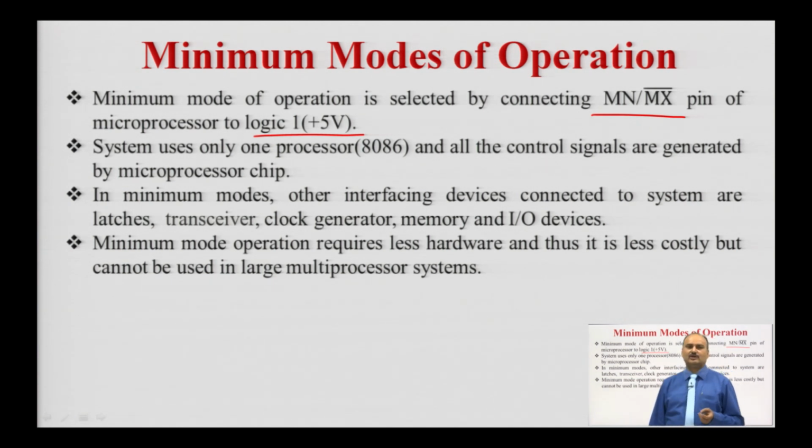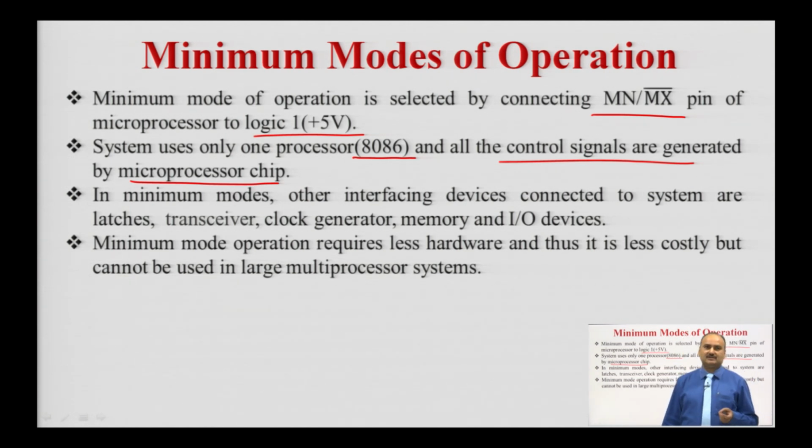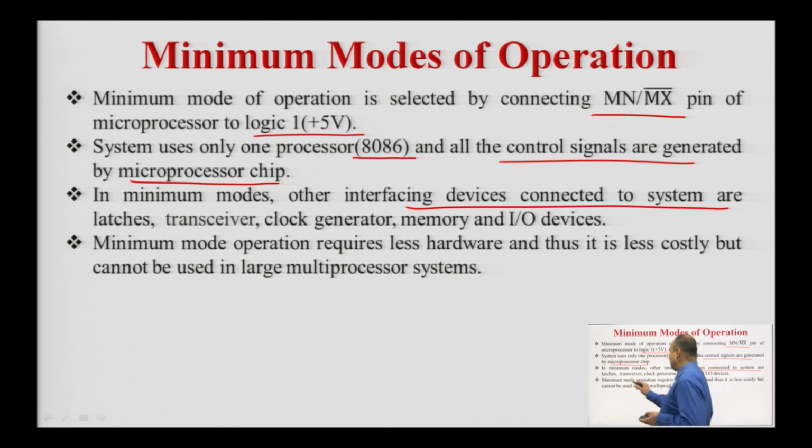So, this is the first step which is required. If we need to design a system in minimum mode, we connect the MN/MX pin to logic 1 or +5 volt supply. The system uses only one processor in minimum mode, that is the 8086 microprocessor, and it is responsible for generating all the control signals for the memory and input output devices. In minimum mode, the other interfacing devices connected to the system are the latches to demultiplex the address and data bus, the transceiver, the clock generator, memory and input output devices.